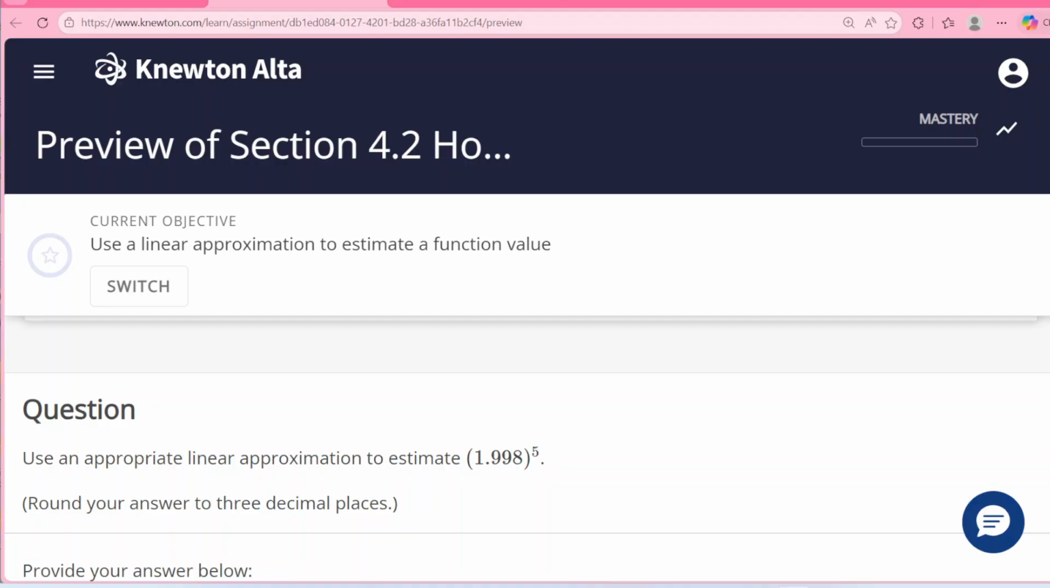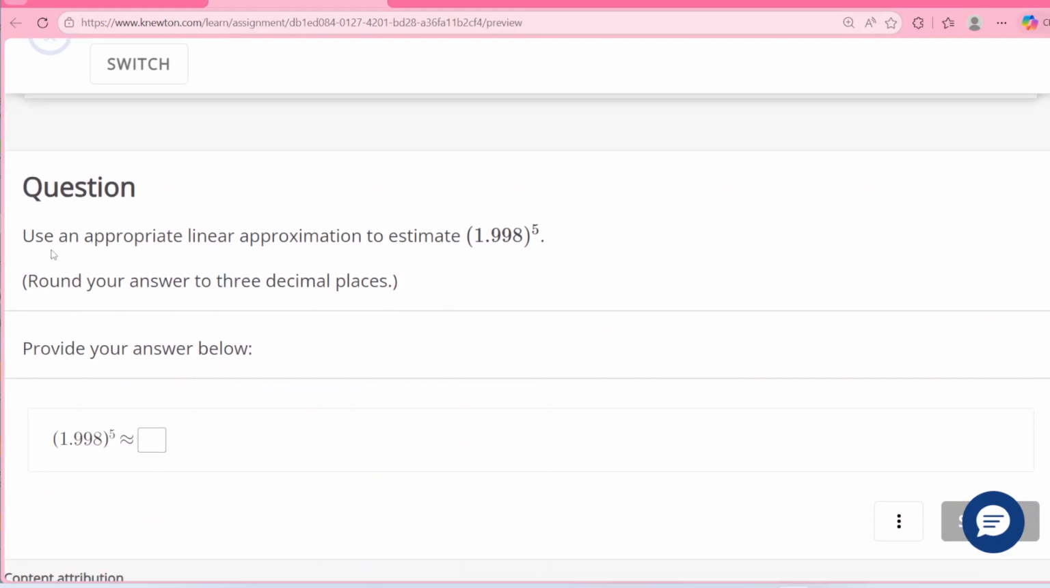So it's all about tangent lines. And again, you know how to find, by now, equations of tangent lines. So look, first question here, right? We're asked to use a linear approximation, tangent line, to estimate a function value. Like it says, use an appropriate linear approximation to estimate 1.998 raised to the 5th power. And we're asked to round our answer to 3 decimal places, the nearest thousandth.